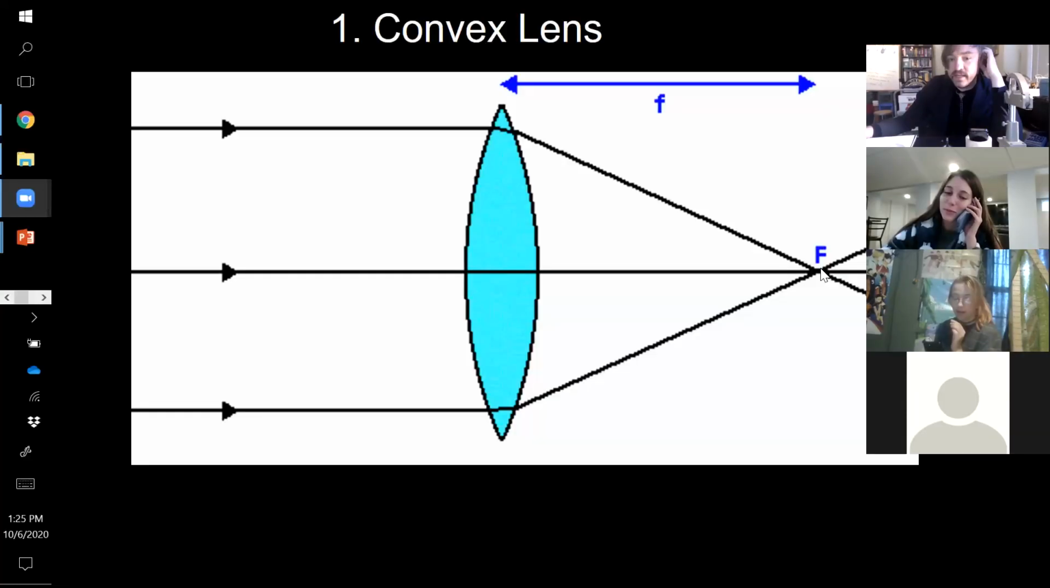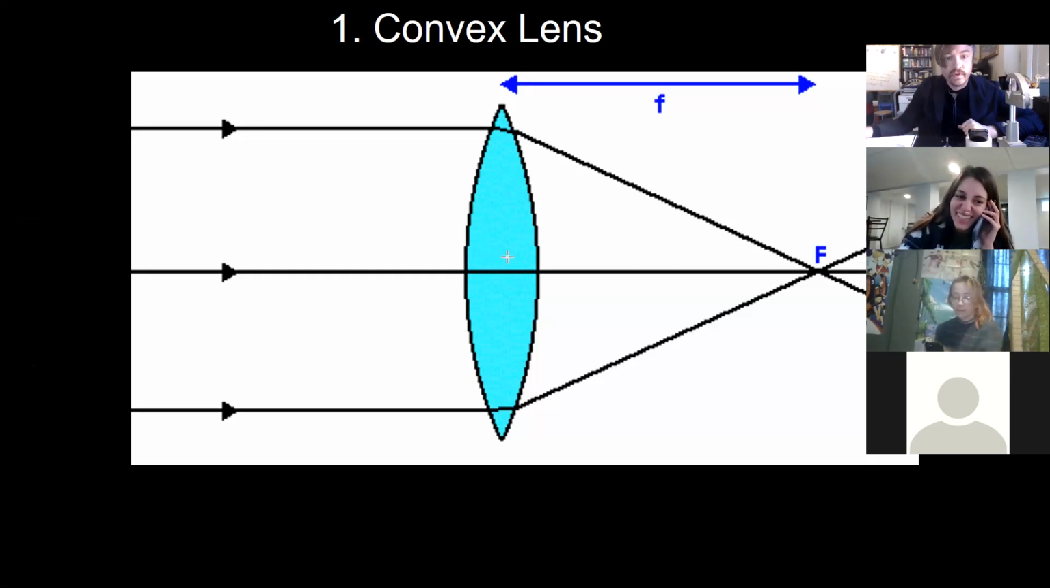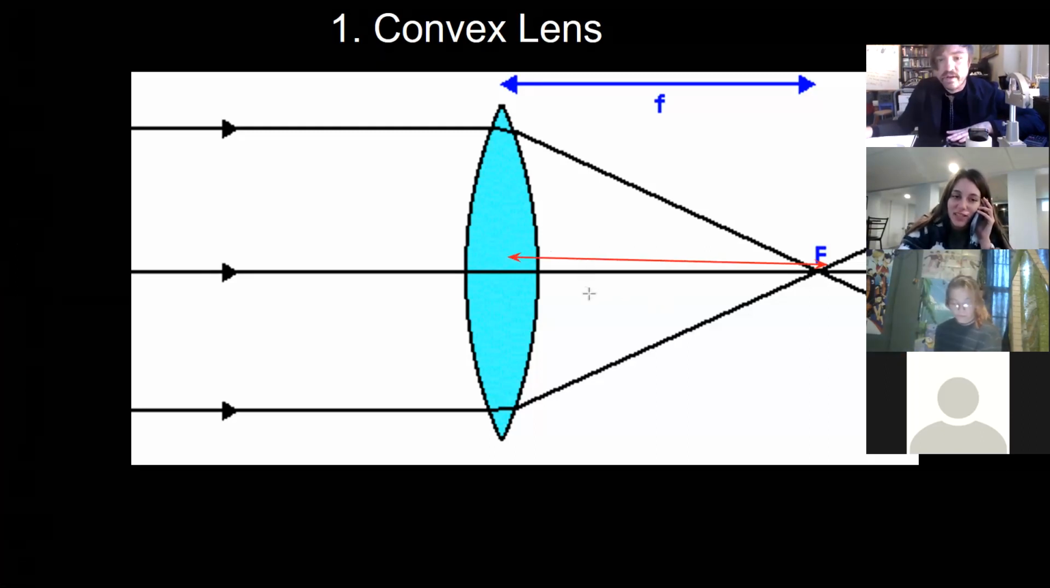The distance from the lens to the so-called focal point of the lens is called the focal length of your lens. So from here to here is the focal length of your lens, and this is what we are going to attempt to measure today. It's the distance from the lens to where it brings all of the light rays to a focus point.